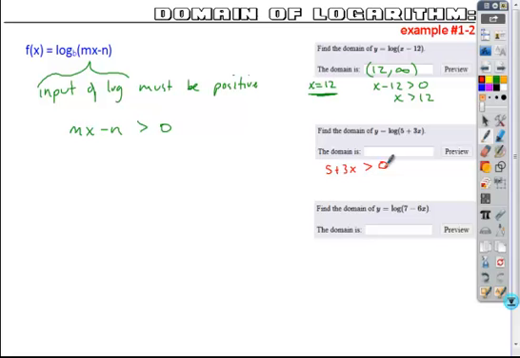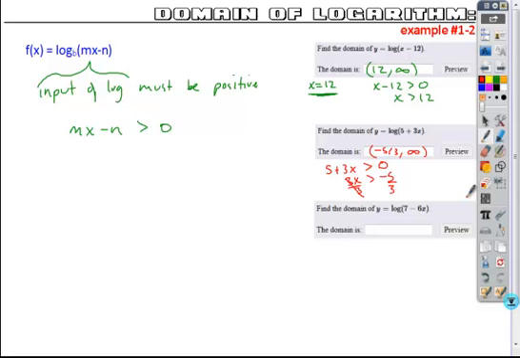So if you just take your expression that's in the input, 5 plus 3x, set it greater than 0, and solve for x. Subtract 5 from both sides, divide by 3. There's your inequality. So when we write it as interval notation, our lower limit, if x is greater than negative 5/3, all the way to infinity, would be our domain.